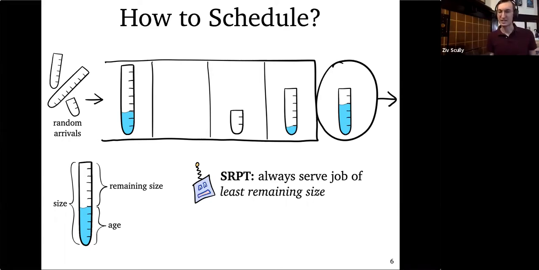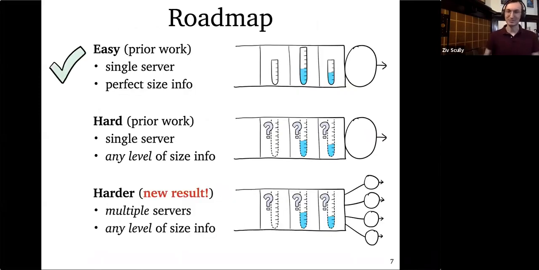So that's SRPT, and it's not too hard to show that SRPT minimizes mean response time in this simple single server known job size system. All right, so that's our one slide on the super easy scheduling problem. So let's talk about a harder scheduling problem, which is scheduling with not necessarily known sizes, but less size information. And in fact, we're going to talk about a very general setting where we have maybe any level of size information. So we might have known sizes, unknown sizes, something in between.